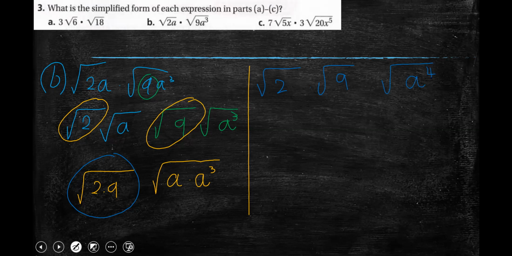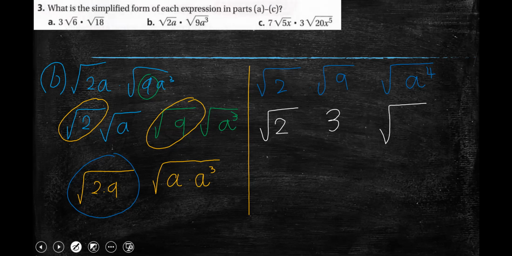Then the square root of 2. What is the square root of 2? Can I find it? No. I will keep it as it is, square root of 2. What is the square root of 9? 3. Now, let's come now to the square root of a to the power 4.